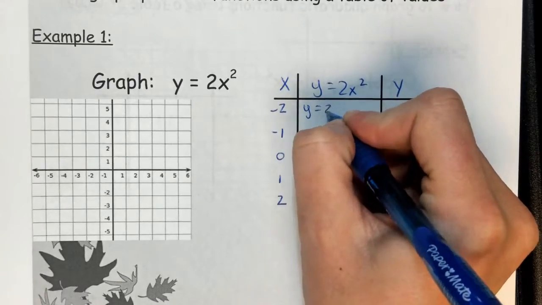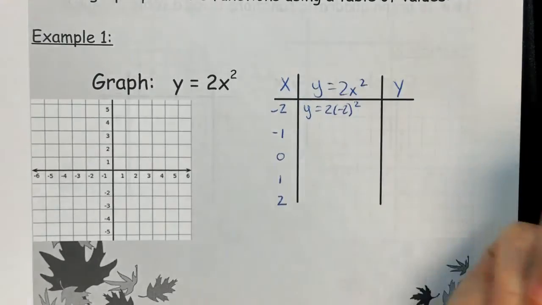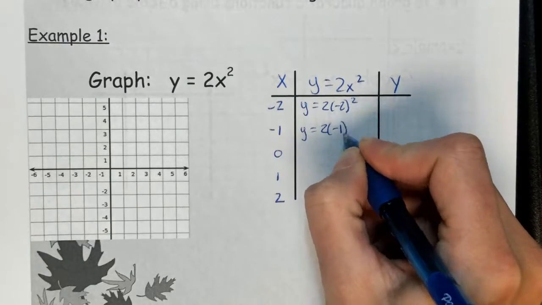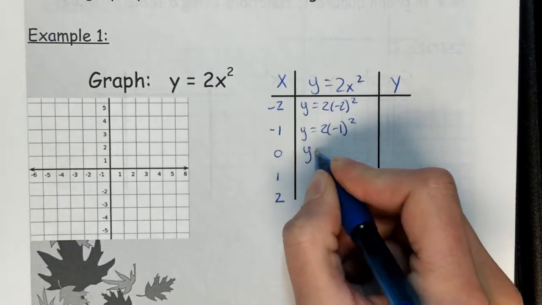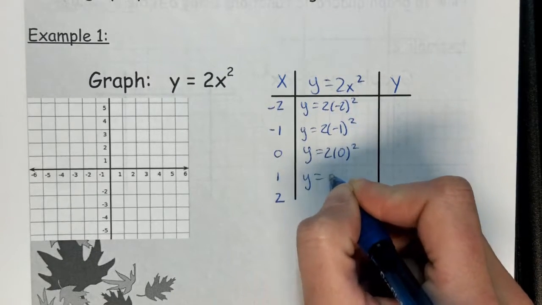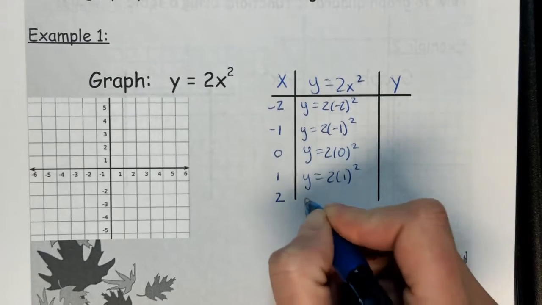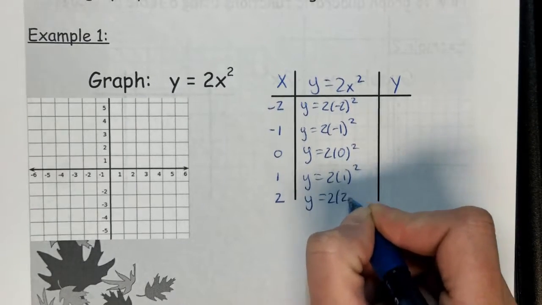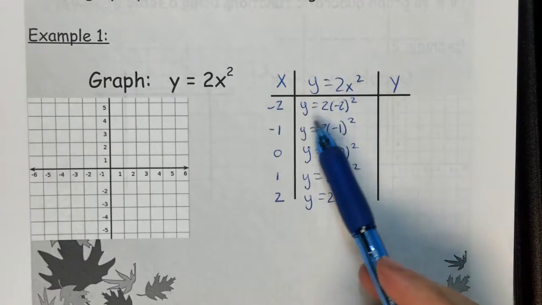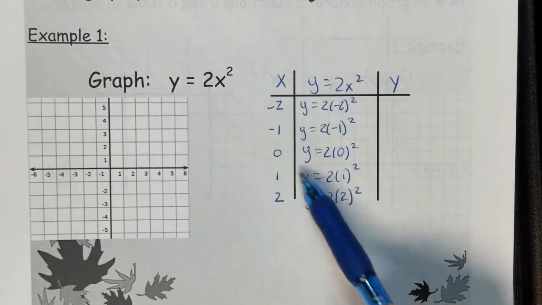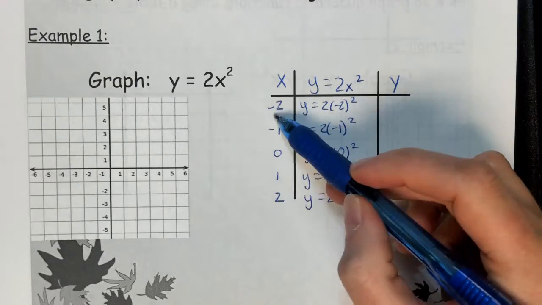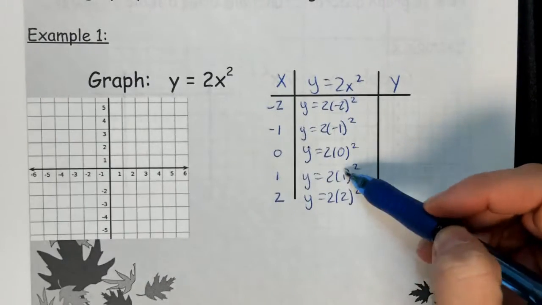Y equals 2 times negative 2 squared. Y equals 2 times negative 1 squared. Y equals 2 times 0 squared. Y equals 2 times 1 squared. And y equals 2 times positive 2 squared. Just notice how I'm taking this function and replacing x each time with this x value. And now we're going to evaluate this and figure out our y values. It's very important that when you plug in for x you also use parentheses.